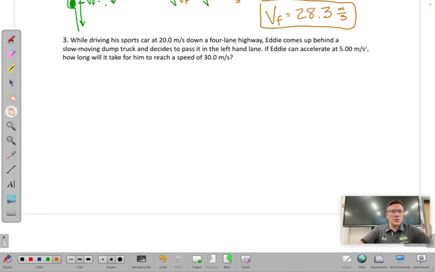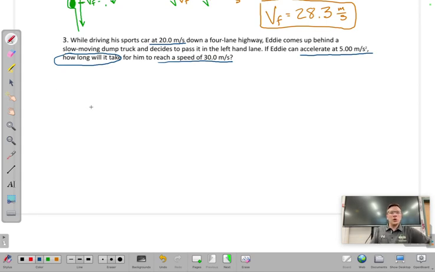Going into number 3, it states that while driving his sports car at 20 meters per second down a 4-lane highway, Eddie comes up behind a slow-moving dump truck and decides to pass it in the left-hand lane. If Eddie can accelerate at 5 meters per second squared, how long will it take for him to reach a speed of 30 meters per second? How long will it take is what we're going to solve for here.